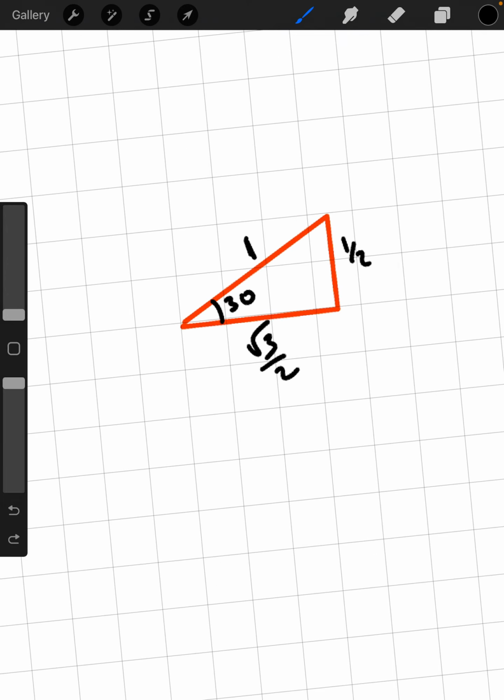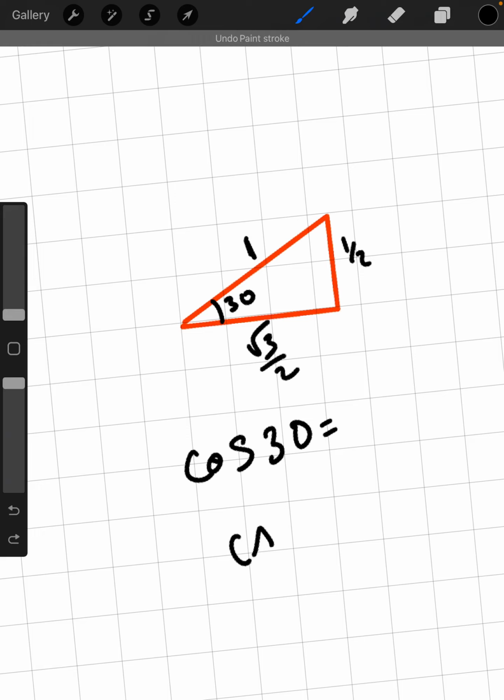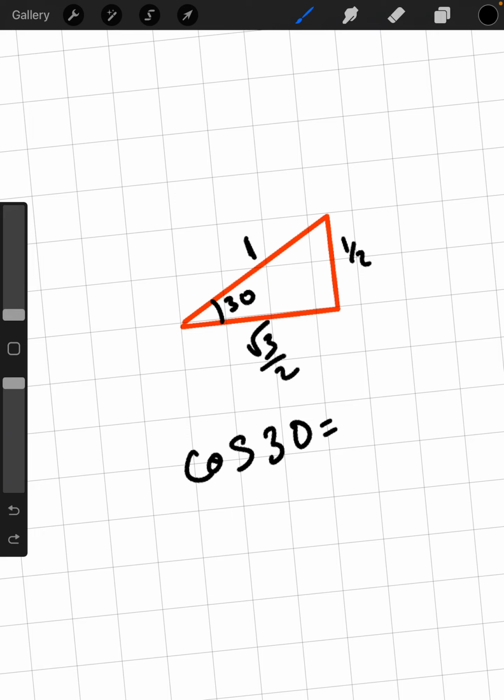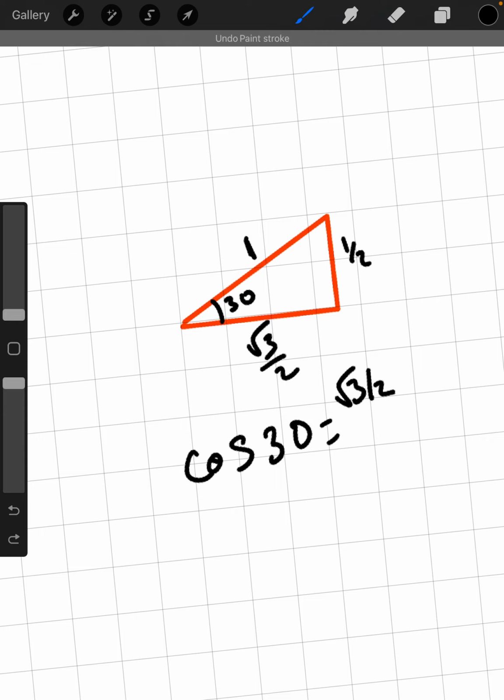Okay, then on the flip side, going back to just my triangle, so we talked about sine. If I wanted to find cosine of 30, SOHCAHTOA, we're in the CAH part of SOHCAHTOA, cosine is adjacent, which is square root 3 over 2, over the hypotenuse, which is still 1. So cosine is square root of 3 over 2 divided by 1, and anything divided by 1 is itself. So cosine of 30 is square root of 3 over 2.